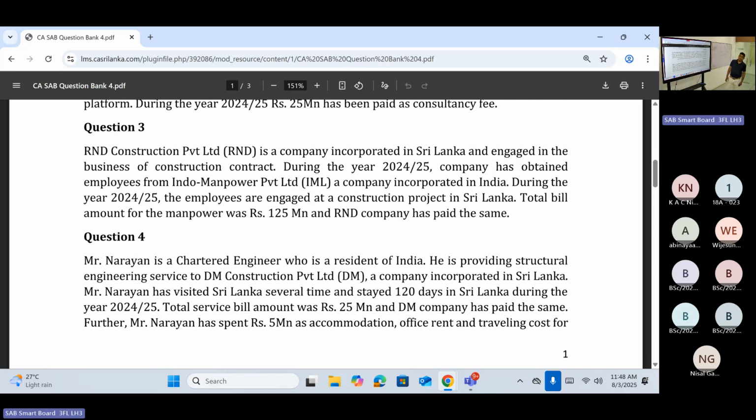R&D Construction Private Limited is a company incorporated in Sri Lanka and engaged in the business of construction contracts. During 24-25, the company obtained employees from Indo Manpower Private Limited, a company incorporated in India. During the year, the employees were engaged at a construction project in Sri Lanka. The total bill amount for the manpower was rupees 125 million, and R&D has paid the same.